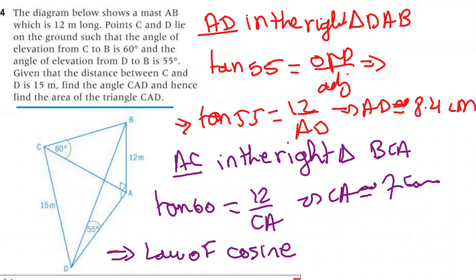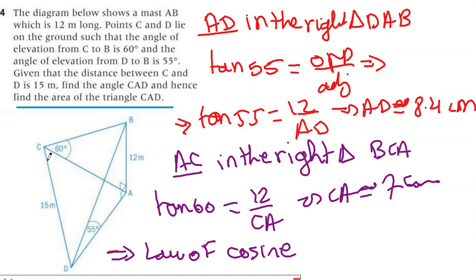AD I will find in the triangle DAB. DAB is a right triangle, and we know that to find sides, I can either use Pythagoras or the trigonometric formulas. I have an angle and I have an opposite side. Which side is missing? The adjacent. Opposite and adjacent, I'll use tangent. So tangent 55 is equal to opposite over adjacent, and then I will cross multiply and I will find AD is equal to 8.4 centimeters.